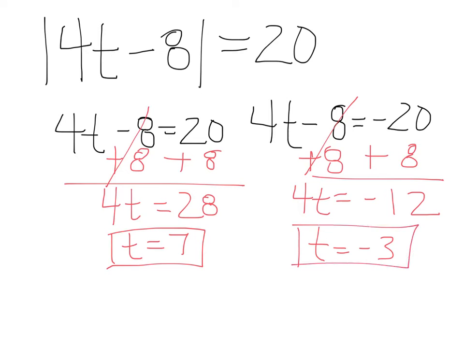So let's check our equation. If you replace 4t with 7, that would be 7 times 4 equals 28. 28 minus 8 is 20. And then over here, negative 3 times 4 is negative 12. Negative 12 minus 8 is negative 20. There you have it.